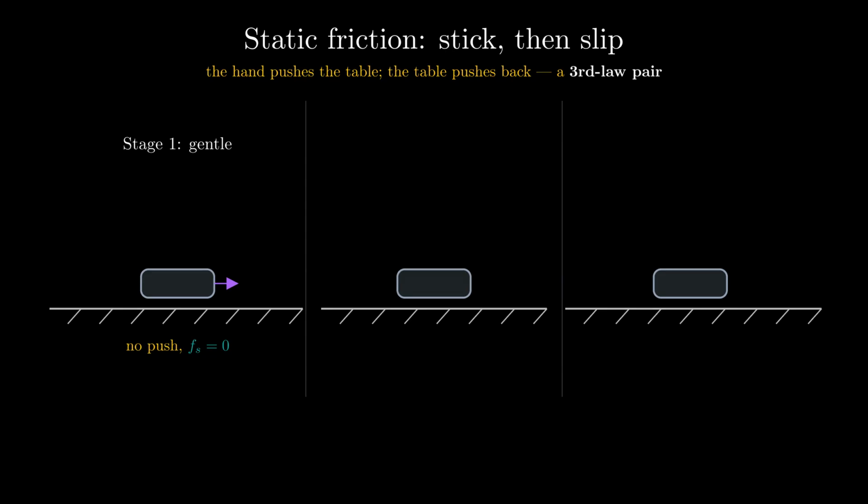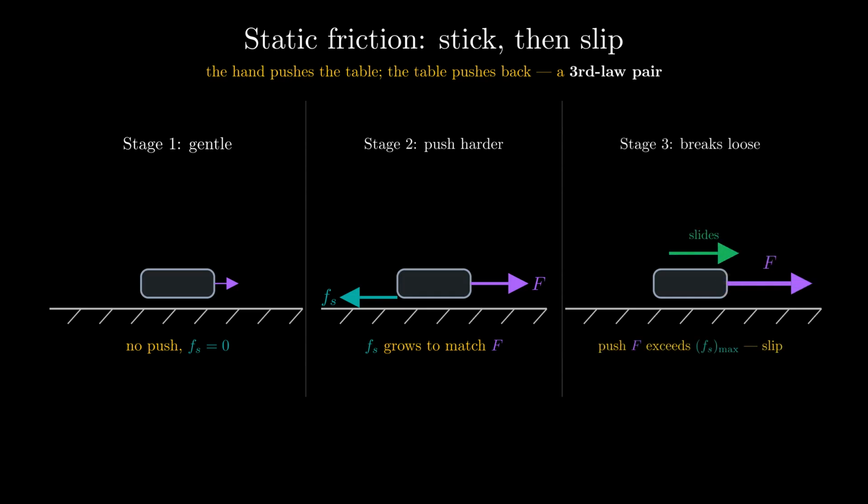Press your hand flat on a table and push sideways gently at first. Nothing slides. Push harder and still nothing. But you can feel the resistance climbing to match you. Push harder still and suddenly your hand breaks loose and skates forward. That resistance before the break is static friction. With no sideways push, it is zero. As you push, it grows to exactly cancel your push, keeping your hand still, right up until the instant it can hold no longer and the hand slips.